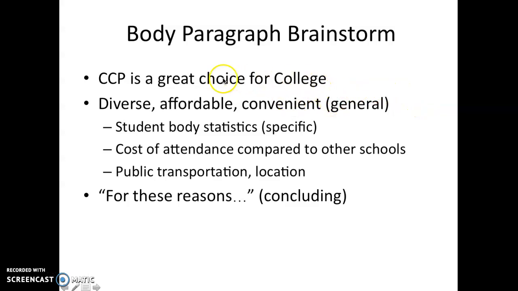Okay. For each of those general statements, I'm going to need some specific evidence to back it up. If I claim that it's diverse, I need to support that claim, right? So I might show you statistics about the student body. For affordability, I could tell you, hey, here's how much it costs, and here's how much Drexel costs, and here's how much Villanova costs, or whatever. For convenient, I would talk about how it's easy to get here, how it's centrally located, right? Those would all be specific statements that I could use to back up my general claims. And then I would conclude, right? For these reasons, CCP is a great choice for Philadelphians, or something to that effect.